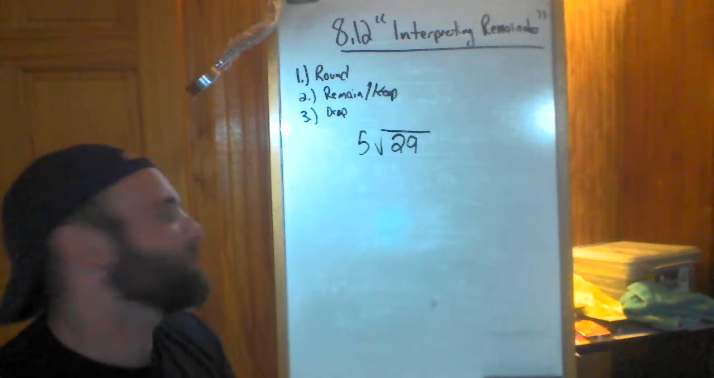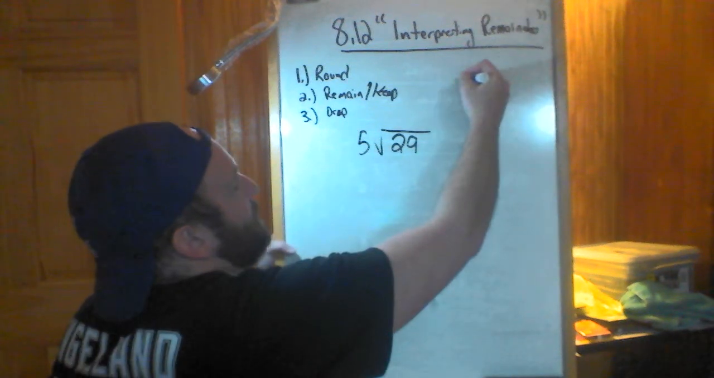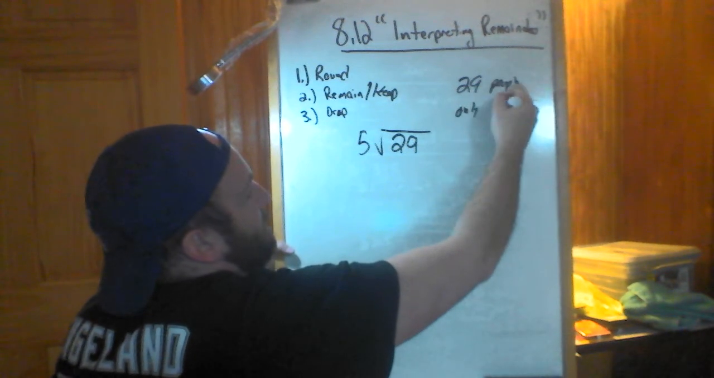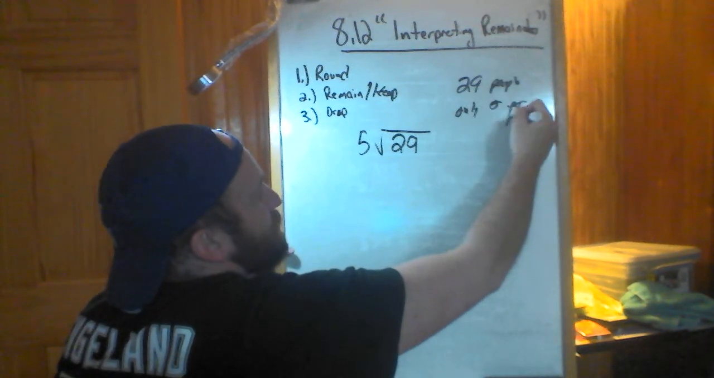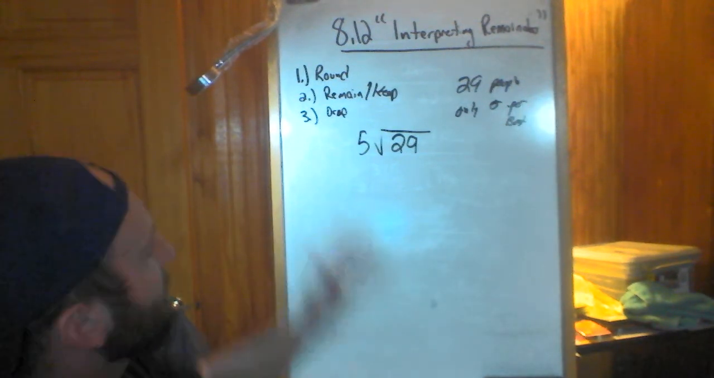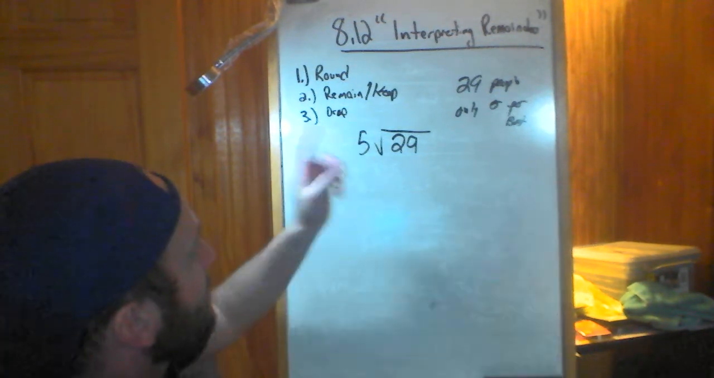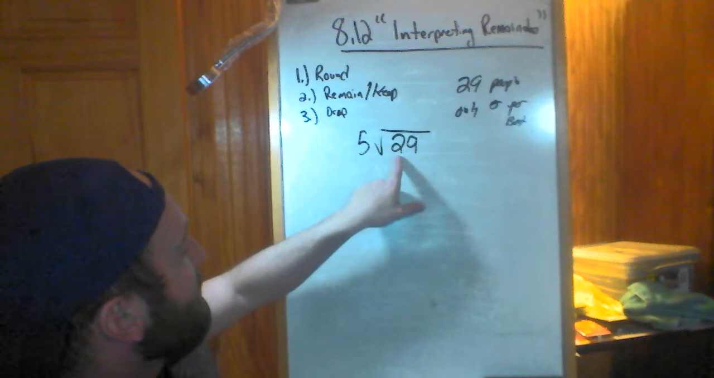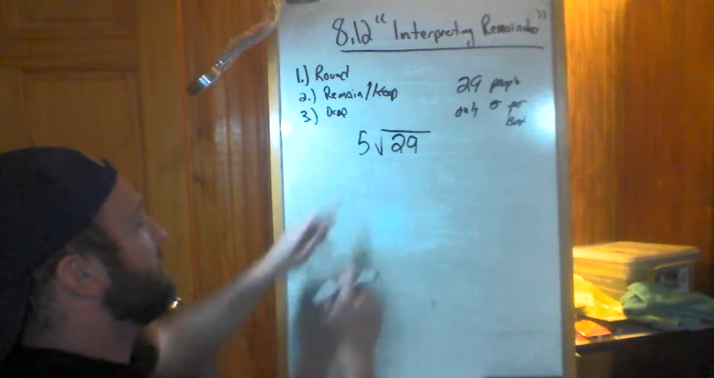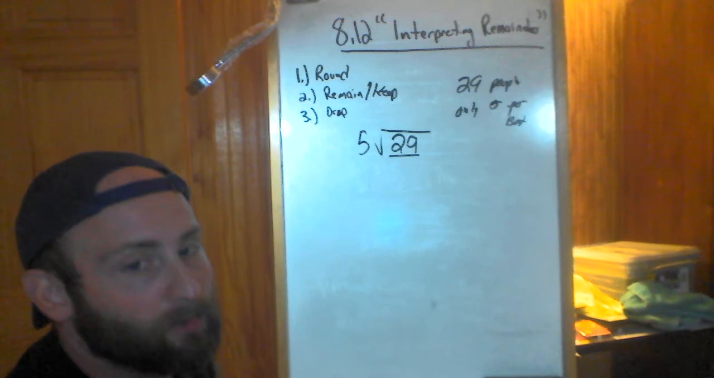But let's go over this. So we know there were 29 people, and each boat could only hold 5 people. So put that down. 29 people, only 5 per boat. So let's do our division. Our steps, I'm not going to go over this. We've gone over this over and over again, so let's just go right to it. Let's look at our divisor. Look at the first number in the dividend, which is a 2 in the 29. 5 is bigger than 2, so it cannot work. So we need to move 2 over to the 9, make it a 29. 5 can go into 29.